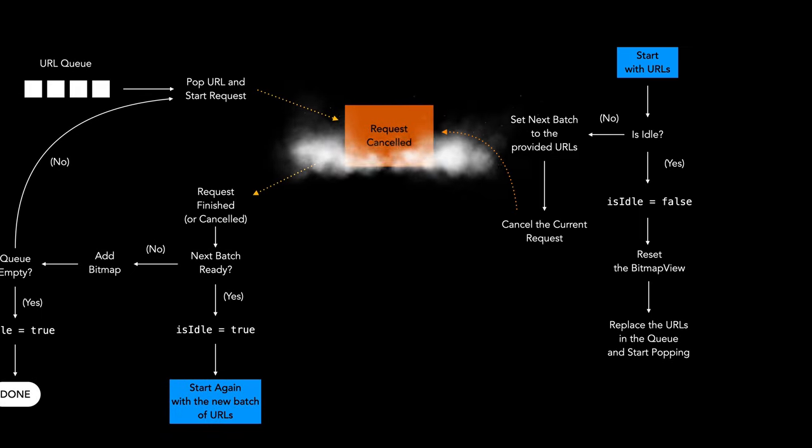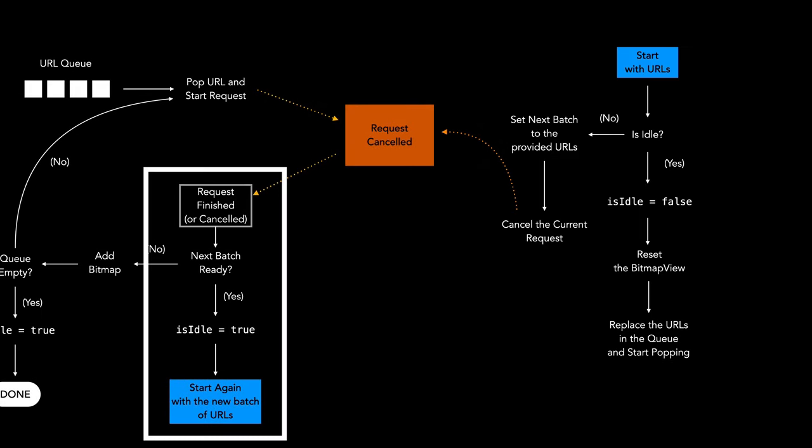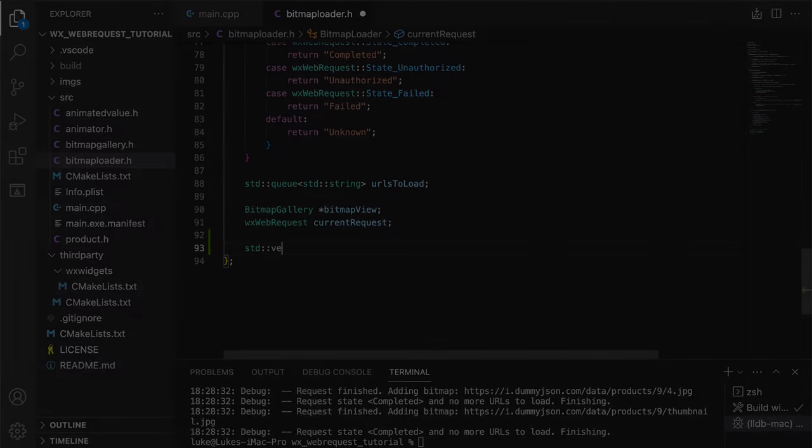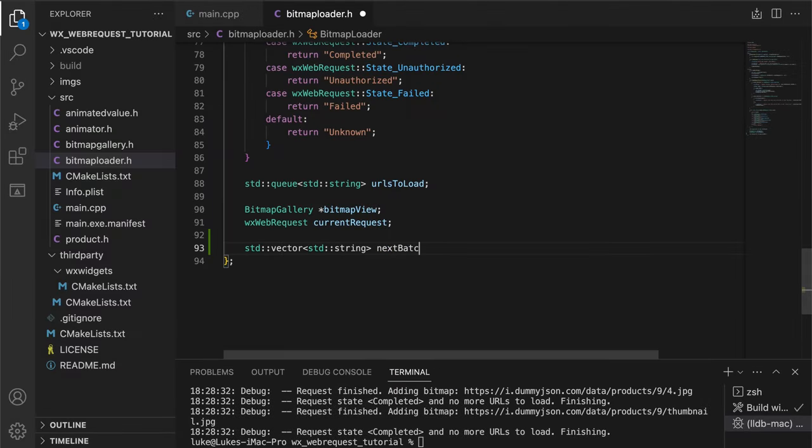That triggers the callback. There, we check for the next batch, see that it is prepared, and start again, without any pending requests. Let's implement these changes in the code and see if that helps.